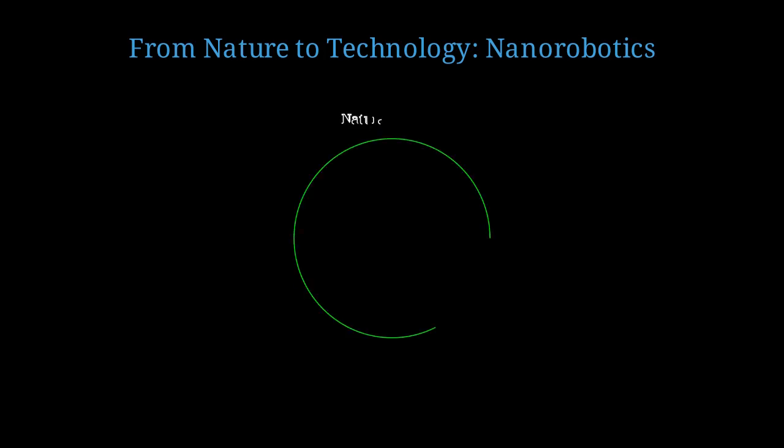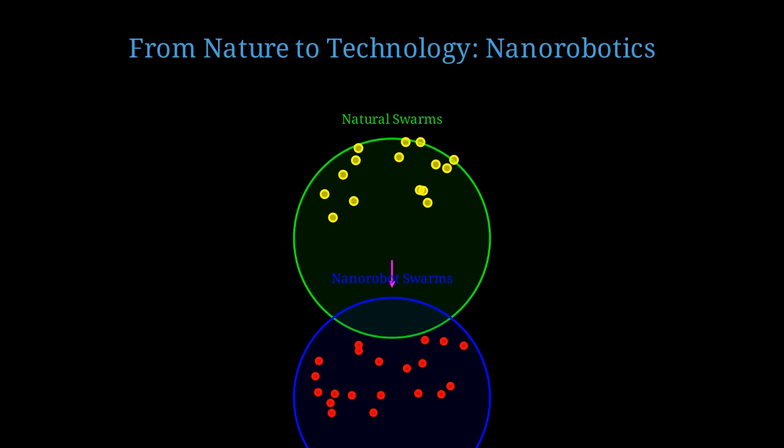Now let's make the leap from natural swarms to engineered nanorobotic swarms. How can we apply these biological principles to design intelligent nanoscale robots? We're translating principles from natural swarms operating at centimeter to meter scales down to synthetic swarms operating at nanometer to micrometer scales. This requires careful adaptation of the governing principles.